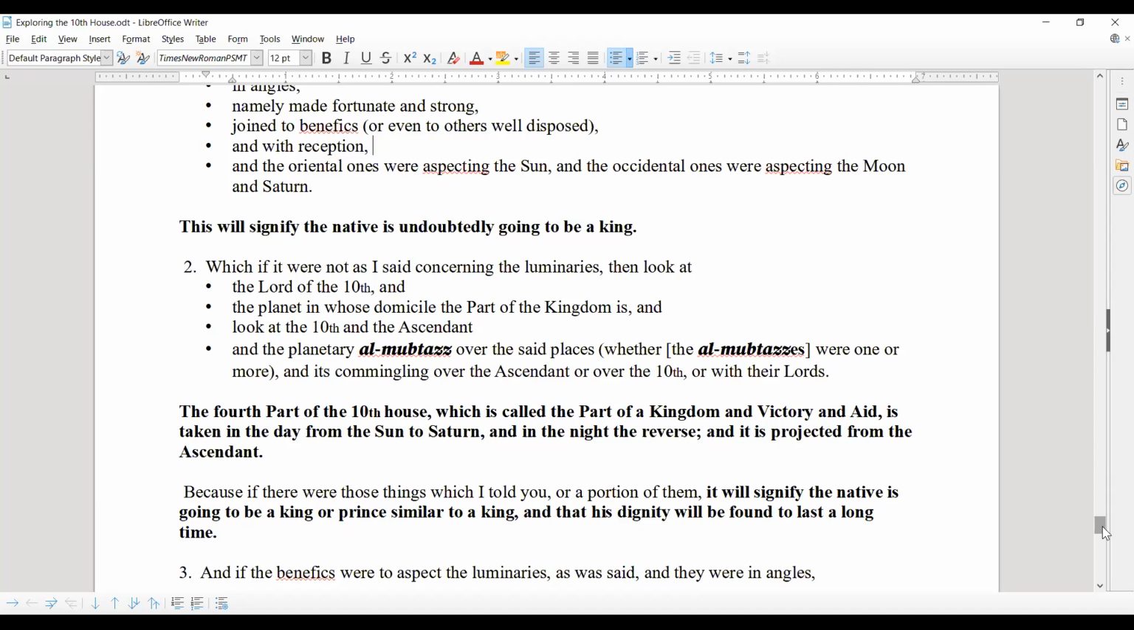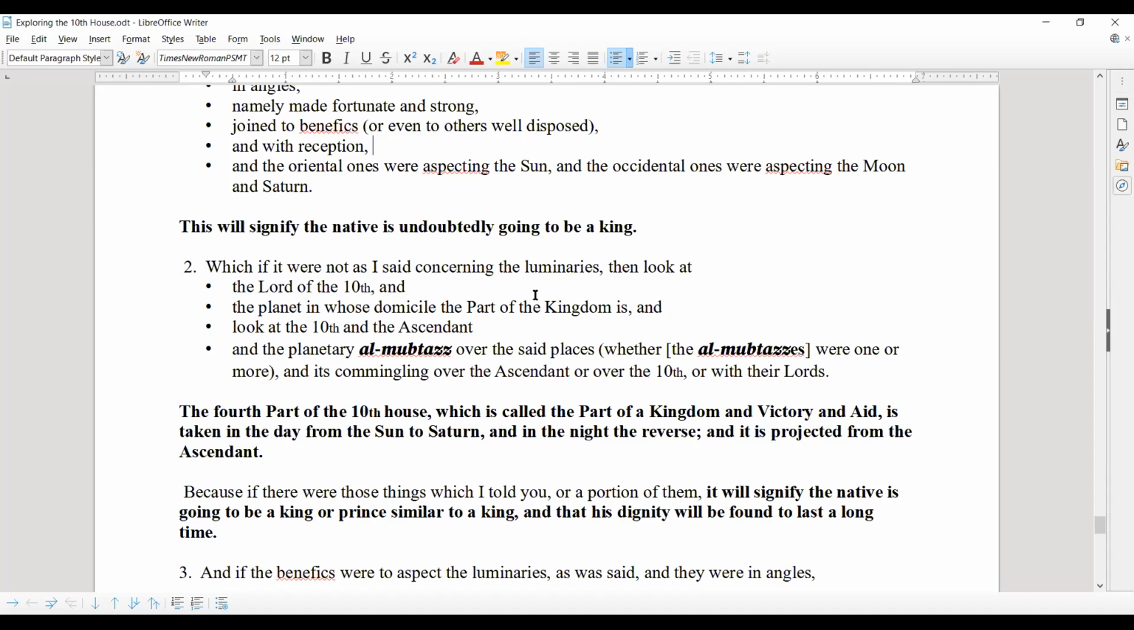Now, guess what? I can actually find an al-Mutant over all 3 of these places. We can find one planet who is the al-Mutant over all 3 of those places based on the scoring system. And that's one of the things I want to teach you how to do. It's called a compound al-Mutant. As you can see what he's saying here, the planetary al-Muqtas over said places, whether the al-Muqtas were one or more. So he's basically saying whether you make a compound one or you look at the al-Muqtas of each of them, and it's commingling over the ascendant or over the 10th or with their lords.